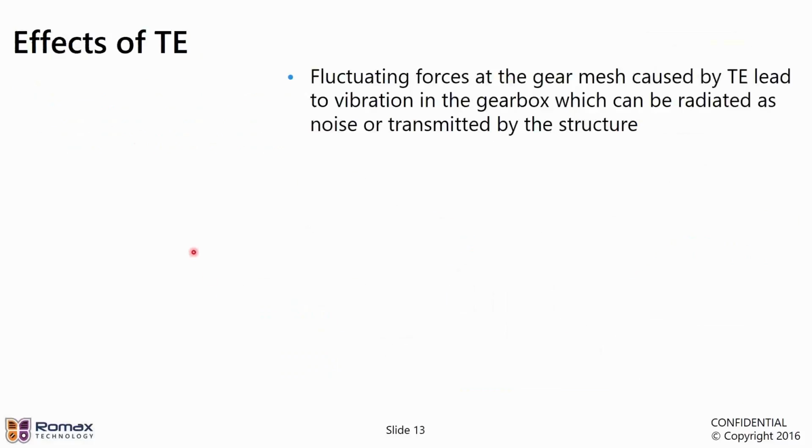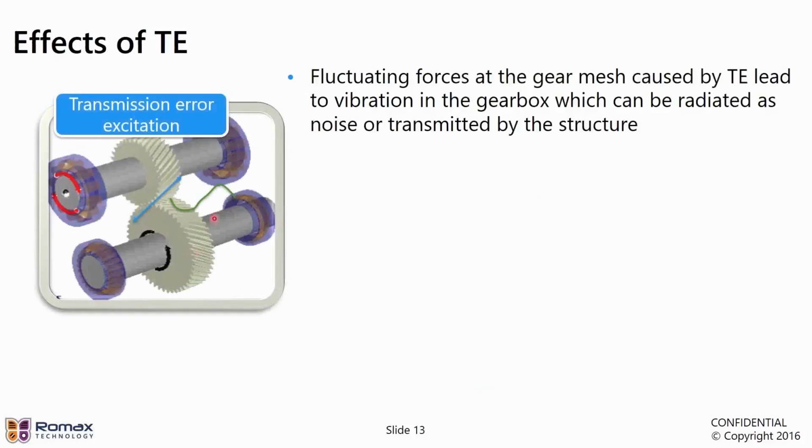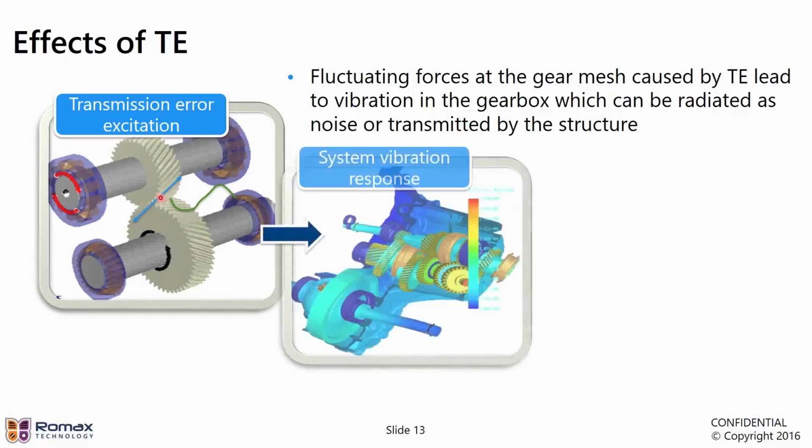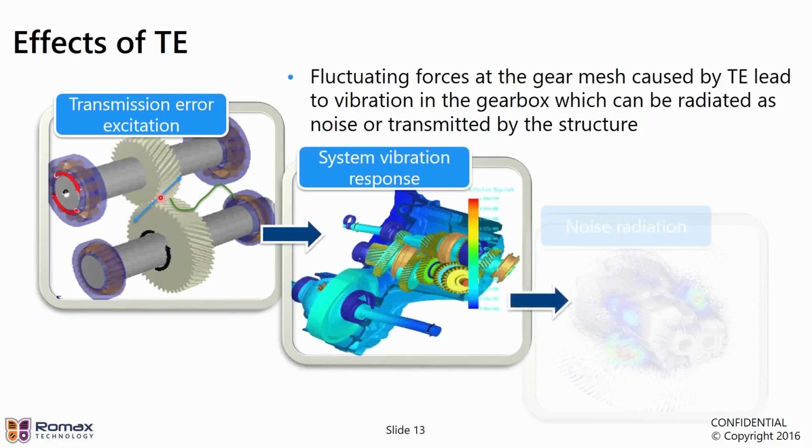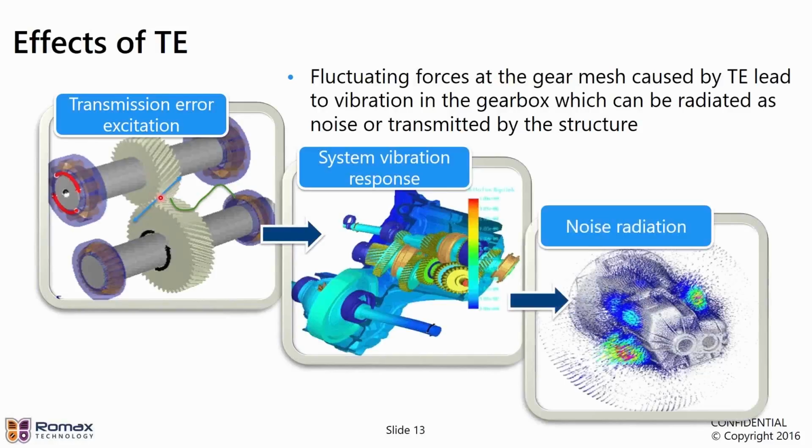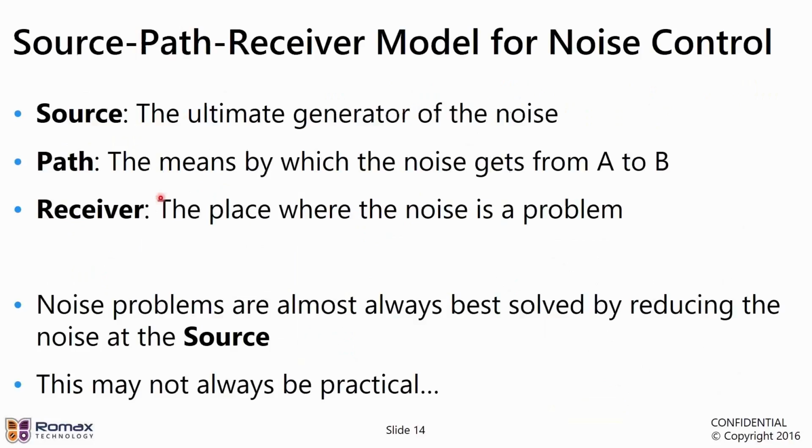So once the transmission error is there, what happens next? What are the effects of transmission error? The transmission error causes an excitation at the gear mesh, effectively, which is then transferred through the components, through the shafts, through the bearings, to the housing, and the whole system responds in vibration and resonance, ultimately leading to noise radiation. Predominantly when we're talking about gear whine, we're talking about two or more specific failure modes, and that is vibration that is transmitted from the gearbox through the mounts and through the shafts, and noise that is directly radiated from the housing of the transmission.